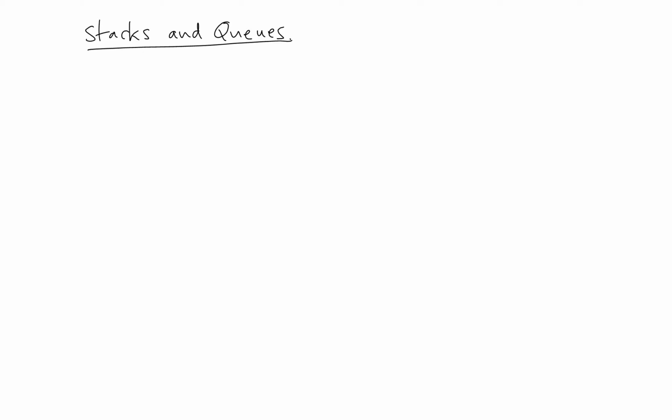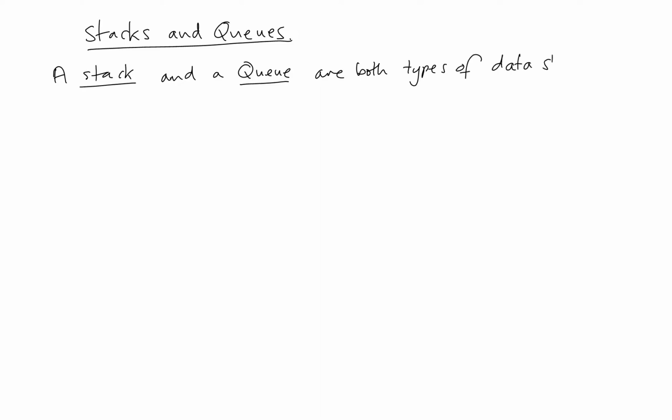Stacks and queues. Now these are two different types of data structure. So a stack and a queue are both types of data structure. And let's start talking about a stack.